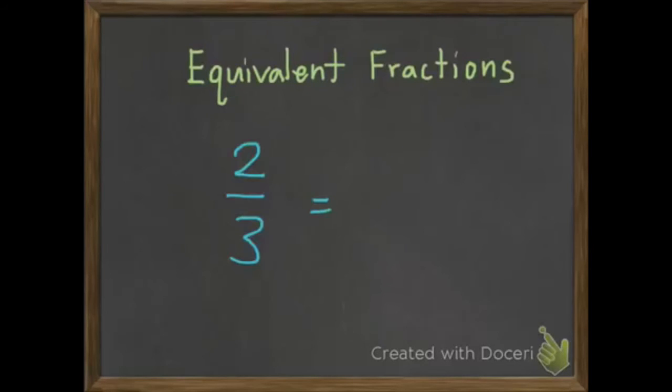Okay, so there we go. 2/3 is equal to 6 ninths. Once again, this time you'll notice these are both just times 3, 3 times bigger. 2 times 3 is 6, 3 times 3 is 9.